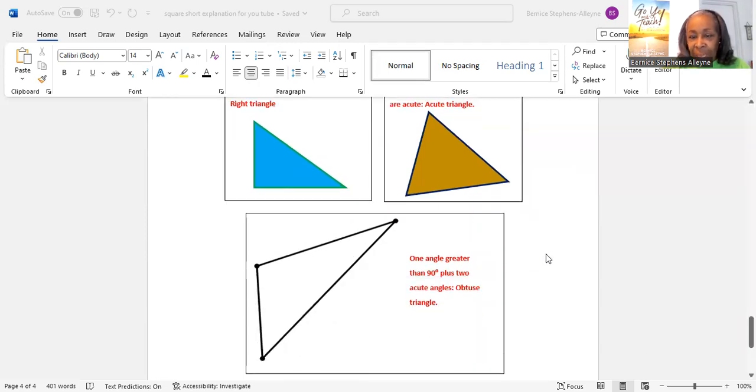And the obtuse has one angle greater than 90 and two acute. So that's your obtuse triangle. We go from exactly right, 90, less than right, and greater than right.